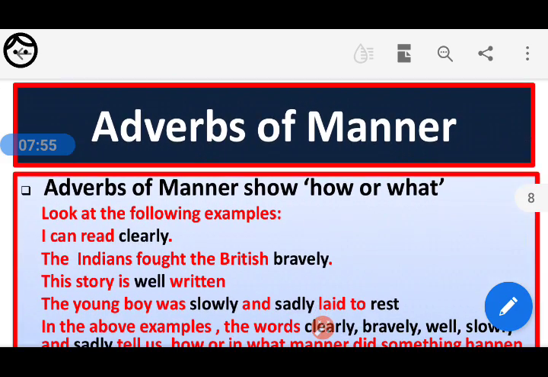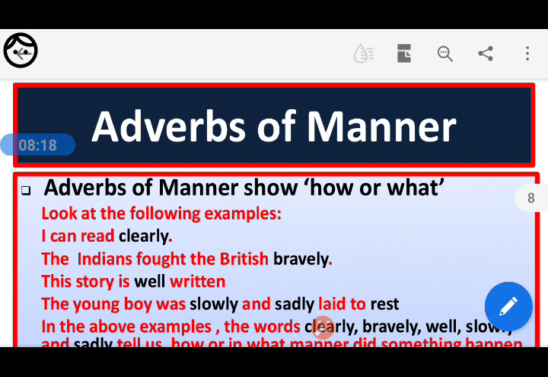Now, adverbs of manner. Adverbs of manner show how or what. Look at the following examples. I can read clearly. Now you see, I can read, but how can I read? Clearly. How can I read? I can read clearly. So clearly is an adverb of manner.